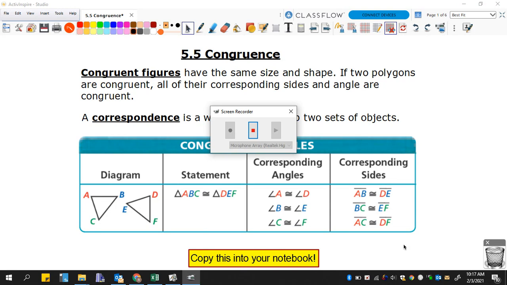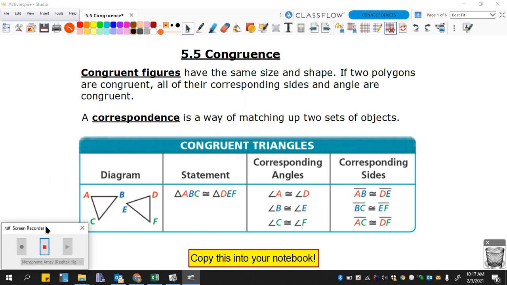In this lesson, we're going to talk about congruence and congruent figures. Congruent figures have the same size and shape. If two polygons are congruent, all of their corresponding sides and angles are congruent. What we mean by correspondence is when two sets of objects match up together.